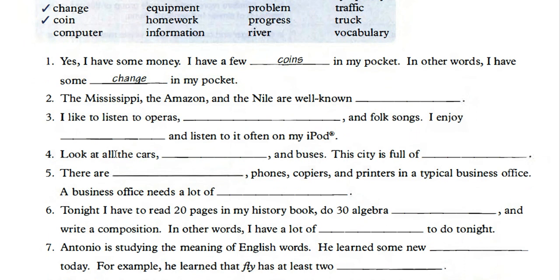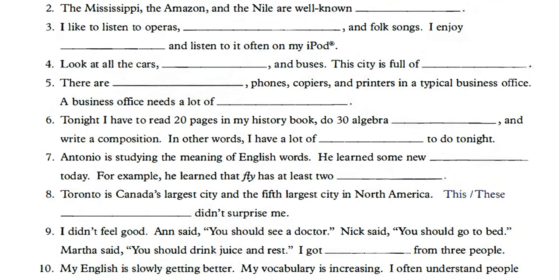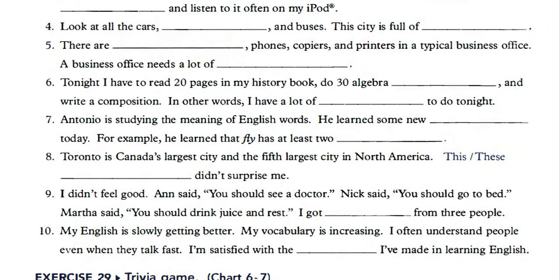Number 4, look at all the cars and trucks. We find trucks and buses. The city is full of traffic. So we make trucks countable, and traffic cannot be countable. I can answer one more question. Why? Because that's good for your practice.